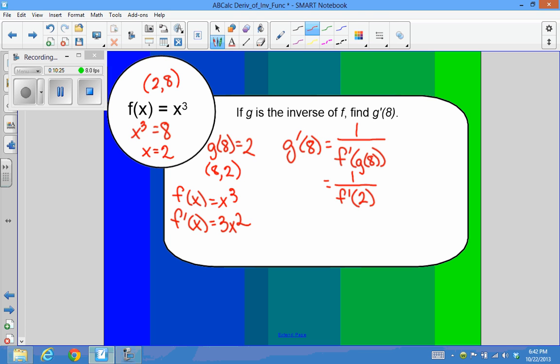And I can put that in, 1 over 3, and instead of my x squared, I'll put my 2 in right there. 2 squared is 4 times 3, and I get 1/12. Okay. So I now know at this point that g prime at 8 equals 1/12. So that's my slope of the inverse function right there. That means my original had to have been 12.